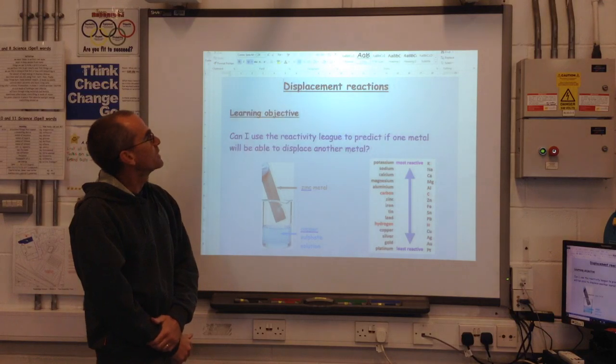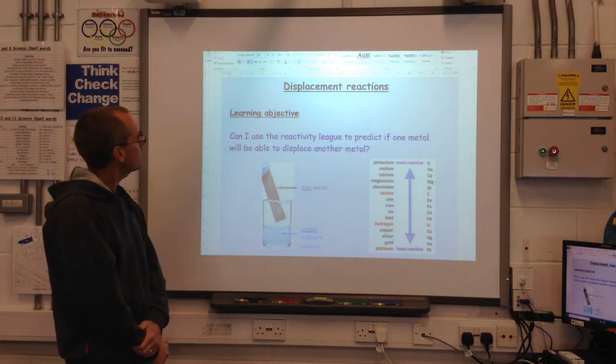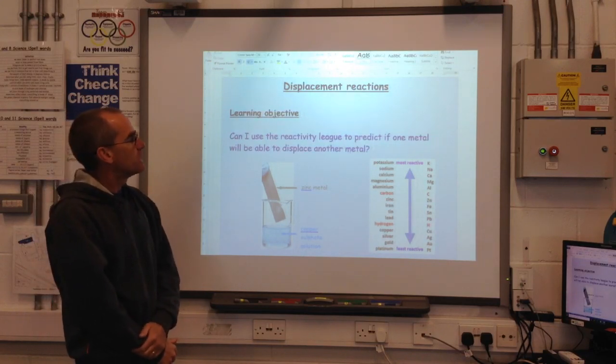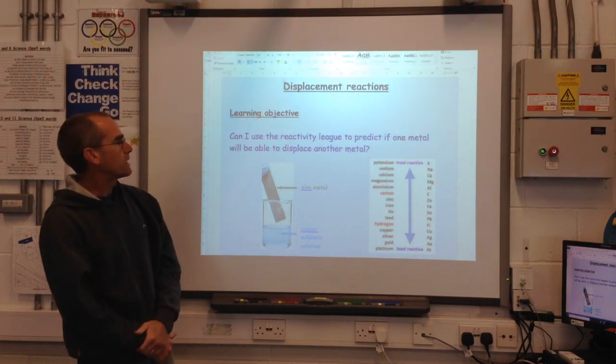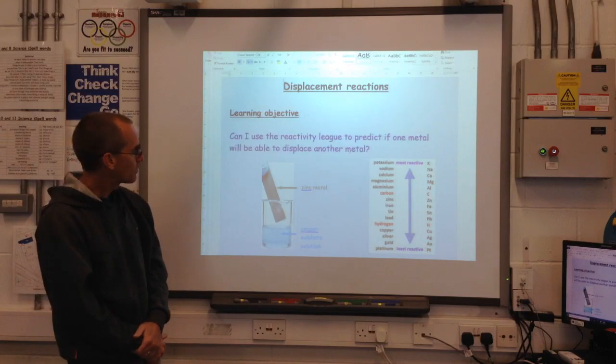Today we are going to be looking at a displacement reaction. The learning objective is, can I use the reactivity league, here it is, to predict if one metal is going to be able to displace another metal.